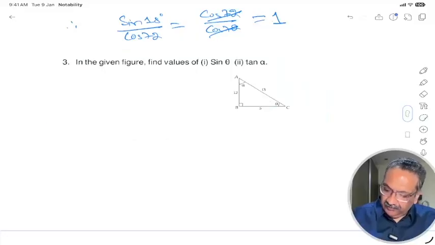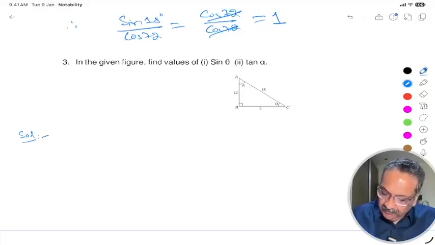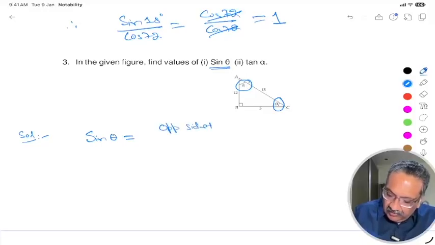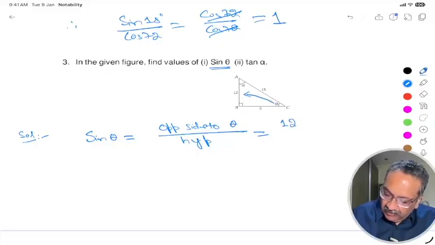Okay. So this question number 3 solution. So we have the, see here, be very careful. See, alpha is here and theta is here. Okay, so you should not get confused. What they have asked first, sin theta. Write the formula. Sin theta is nothing but opposite side to angle theta divided by hypotenuse. What is opposite side to angle theta? Theta the opposite, which is equal to 12 divided by hypotenuse is 13.